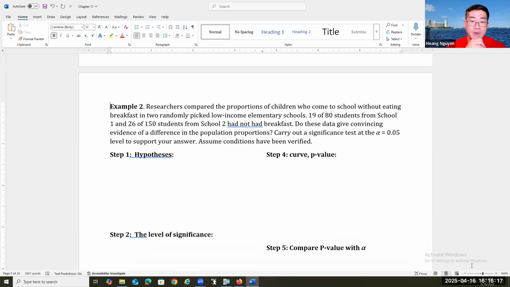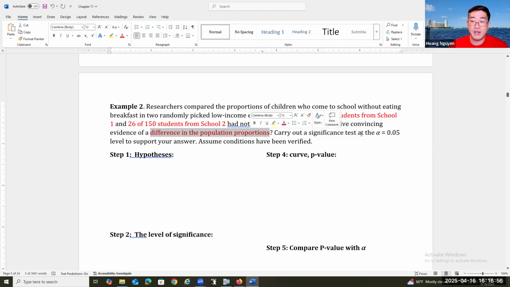Researchers compared the proportion of children who come to school without eating breakfast in two randomly selected low-income elementary schools. So 19 of 80 students from school number 1, and then 26 of 150 students from school number 2 had not had breakfast before coming to school. So they're going to compare two different schools, right? Do these data give convincing evidence of a difference in population proportion?